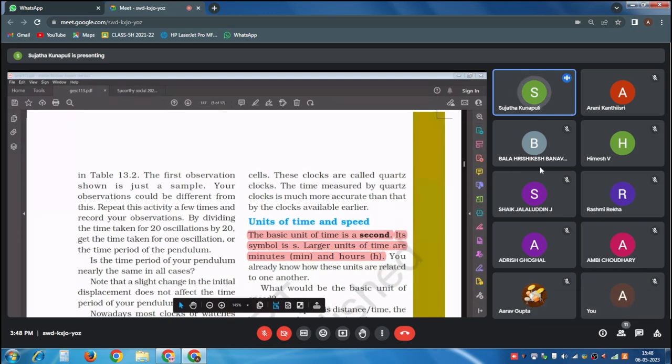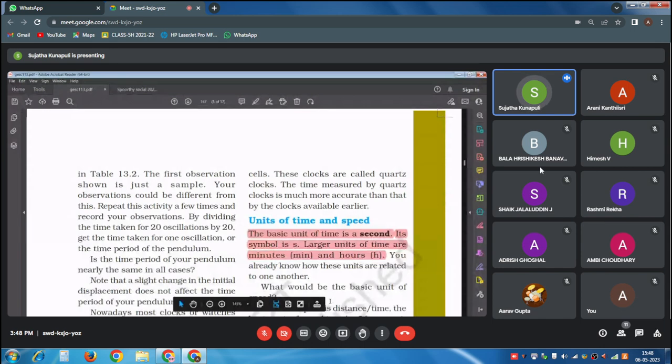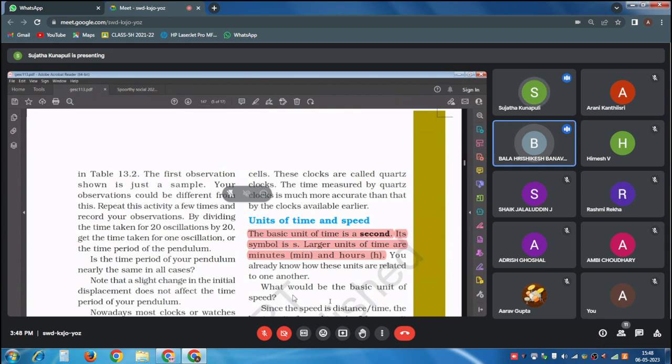So if we are calculating the time period, or if we are repeating the same experiment a number of times, we get different readings, right? When you compare those readings with different people, each and every one will not get the same readings, yes or no? They will get different readings.